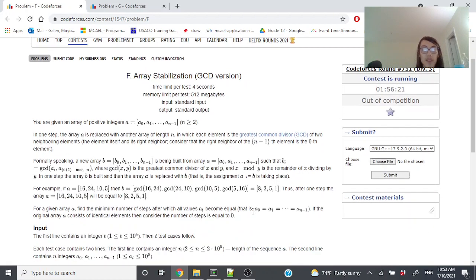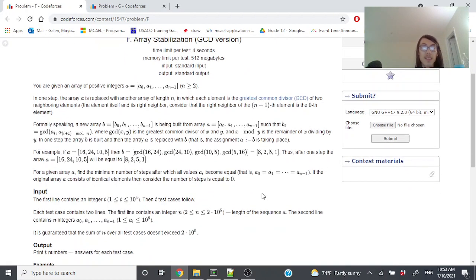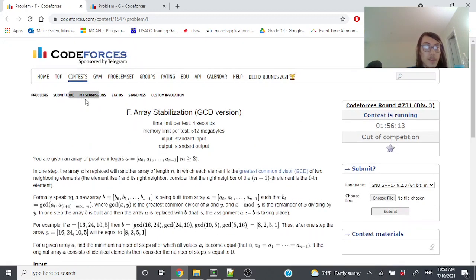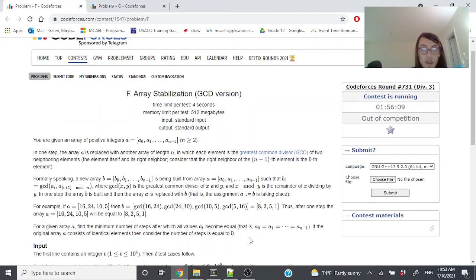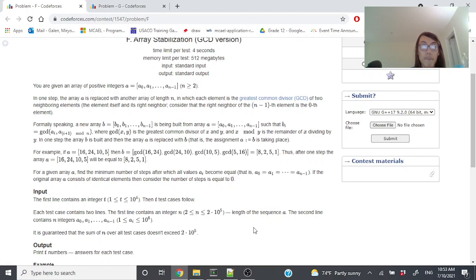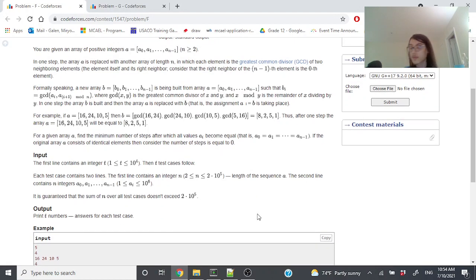You're given an array of positive integers. In one step, the array A is replaced with another array of length n. Each element is a GCD of two neighboring elements. Also, this didn't hurt me, right? Yeah, okay. All AI must become equal. Cool. Okay.